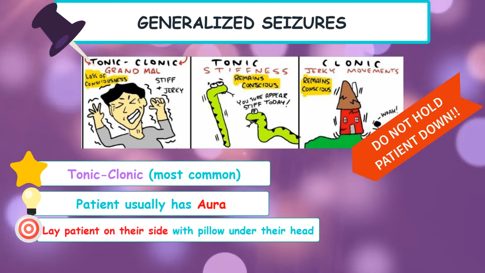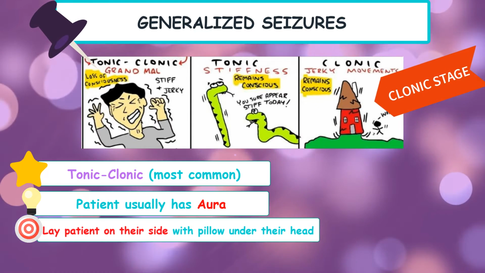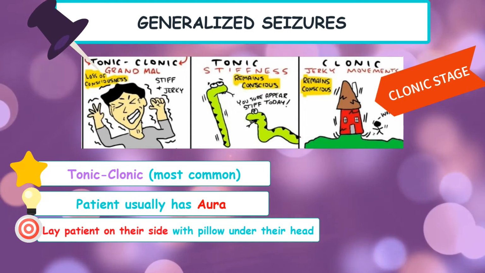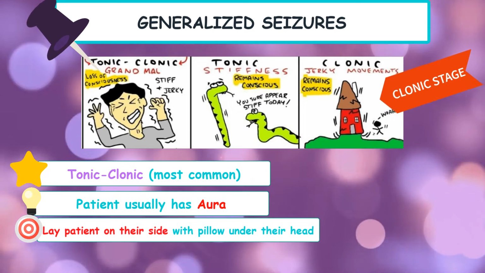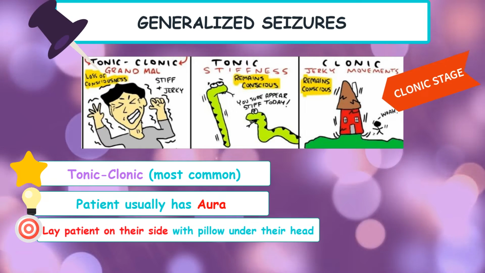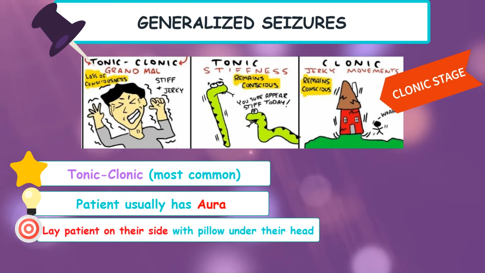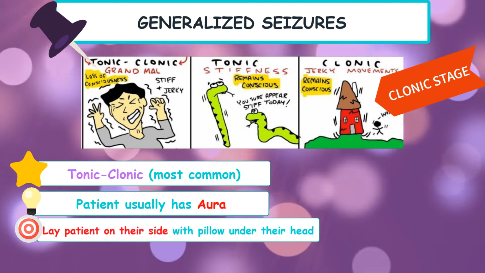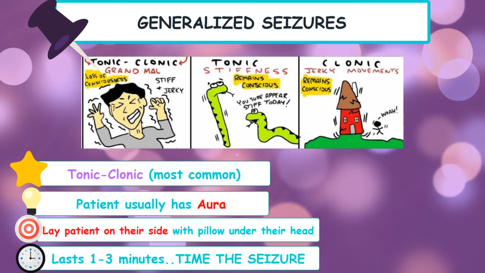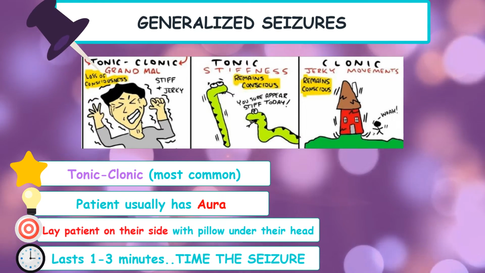After a few seconds or minutes of the tonic phase, the patient will have clonic effects, which include reoccurring jerking movements that go from jerking movements to relaxations and all over again. These uncontrolled movements can cause the patient to lose control of their bowel movements as well as urinate on themselves. Remember, the seizure lasts 1 to 3 minutes. As a nurse, you need to time the seizure and document.